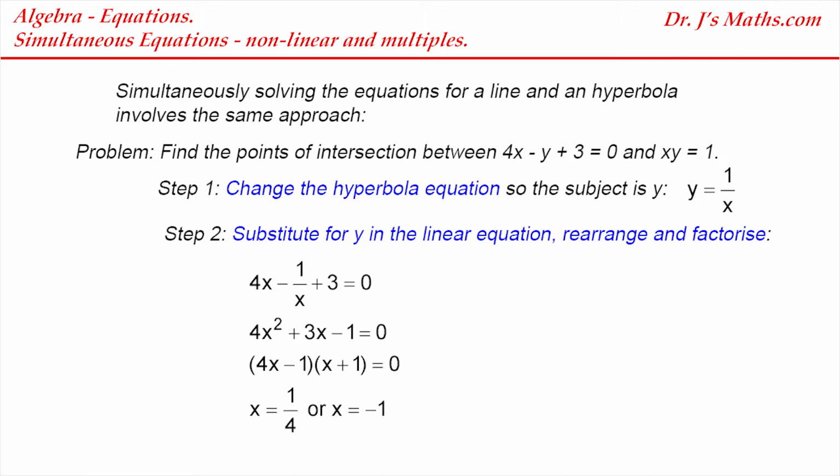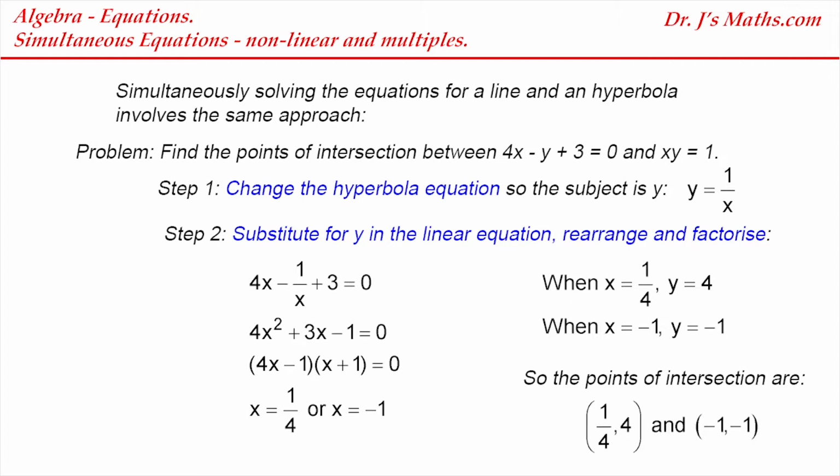x equals a quarter or x equals minus 1. Substitute: when x is equal to a quarter, y equals 4. That's an easy one. When x is equal to minus 1, y equals minus 1. That's even easier. So the points of intersection are (a quarter, 4) and (minus 1, minus 1).